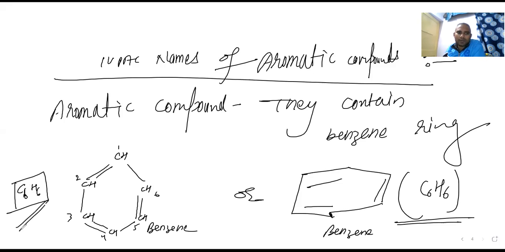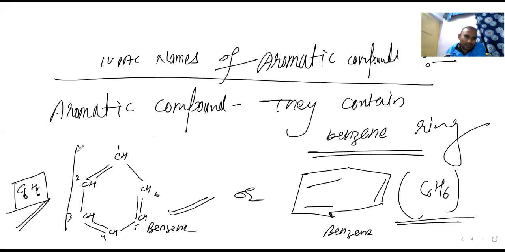Are you able to understand this? Sir, can you explain once more, please? This is the aromatic compound. They contain a benzene ring. Benzene ring, this is the formula that we need to keep in mind. That is, this is the benzene ring. That is one way to write the benzene ring like this.